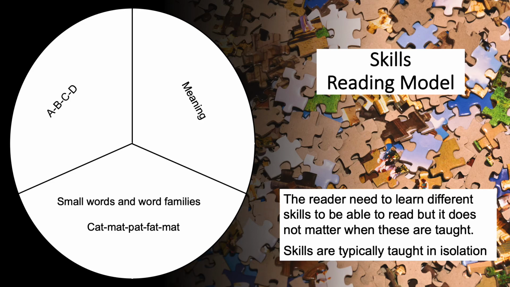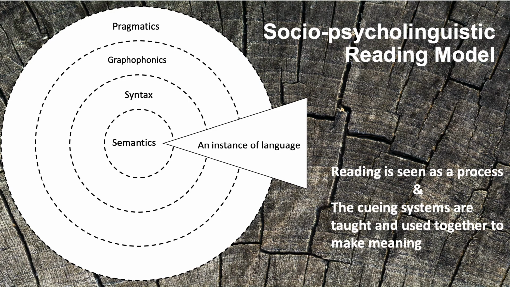And so we moved past this idea. It's an old idea, especially here in Canada. We've moved on to a socio-psycholinguistic reading model. It's this idea that you're using cueing systems and that reading is a process. The other reading models, if you look at them closely, only touch the surface of how reading works.